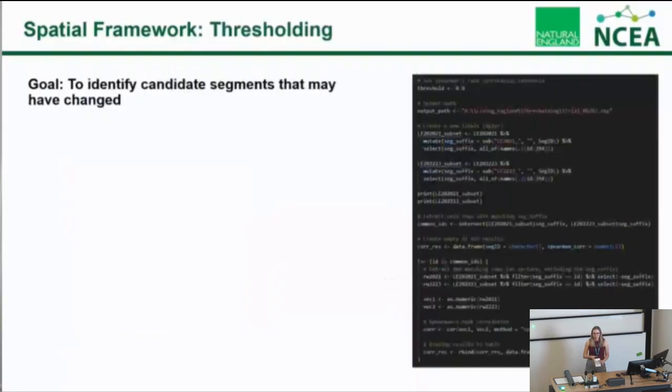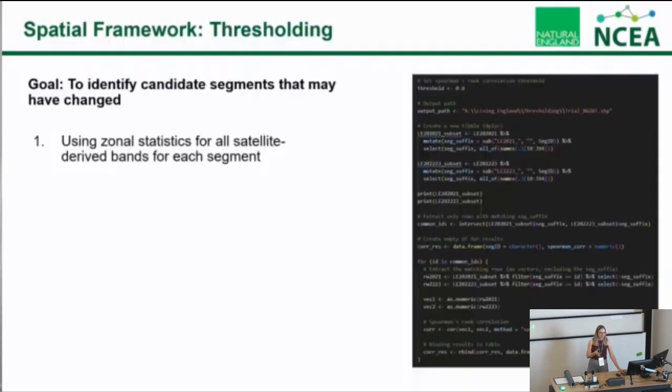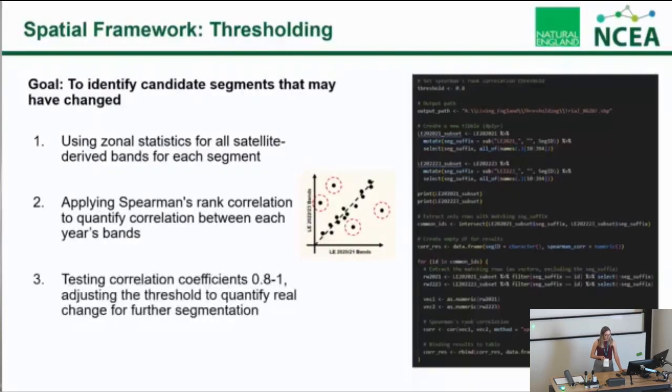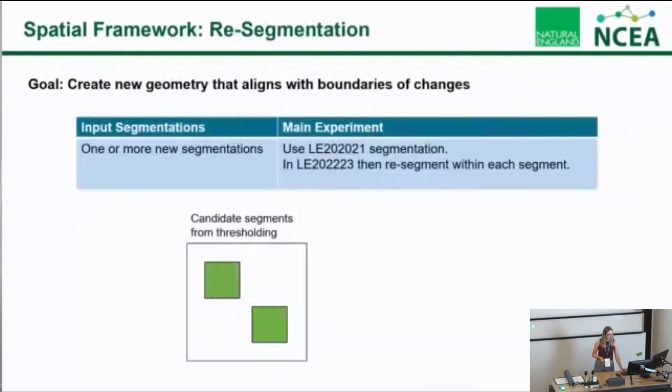We decided early on in our change detection work that thresholding would be a very key element. So the goal of this is to find candidate segments where change might have occurred. So we're using the zonal statistics for all satellite-derived bands for each segment, applying a Spearman's rank correlation to quantify the differences between the years, and then testing correlation coefficients between 0.8 and 1 to quantify what we imagine might be real change worth further investigation.